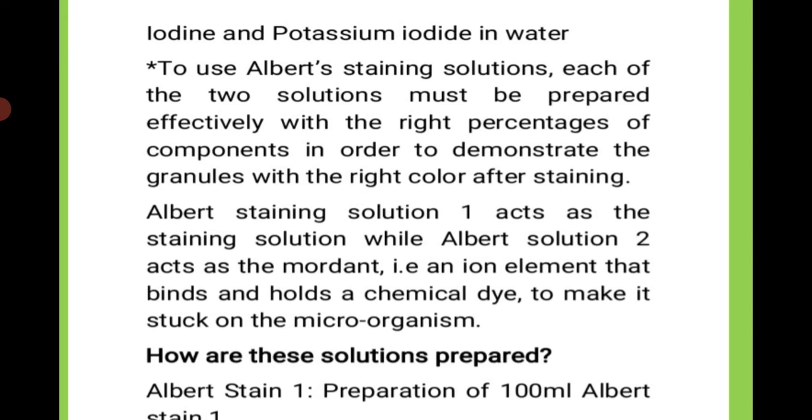To use the Albert staining solutions, each of these two solutions must be prepared effectively with the right percentage of a component in order to demonstrate the granules with the right color after staining. Albert's staining solution first acts as a staining solution, while Albert's solution second, that is Albert's iodine, acts as a mordant. That is, the mordant is an element that binds and holds a chemical dye to make it stick on a microorganism. Also, it avoids the metachromatic property of granules.